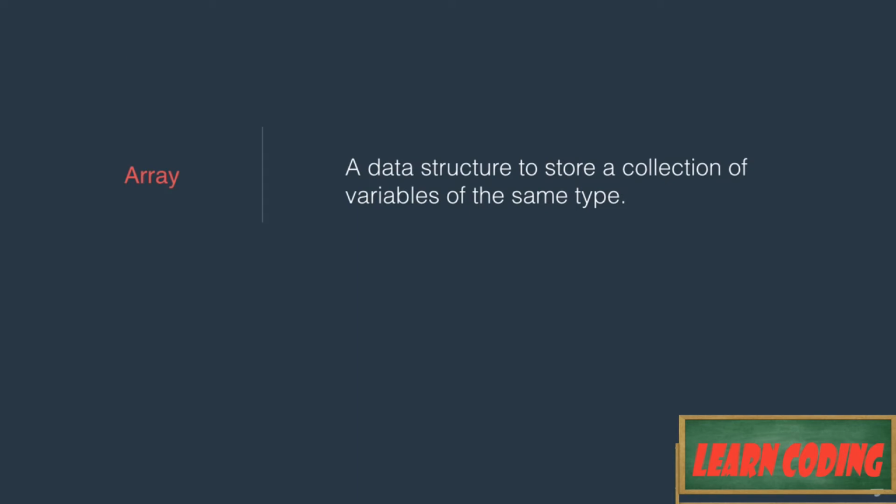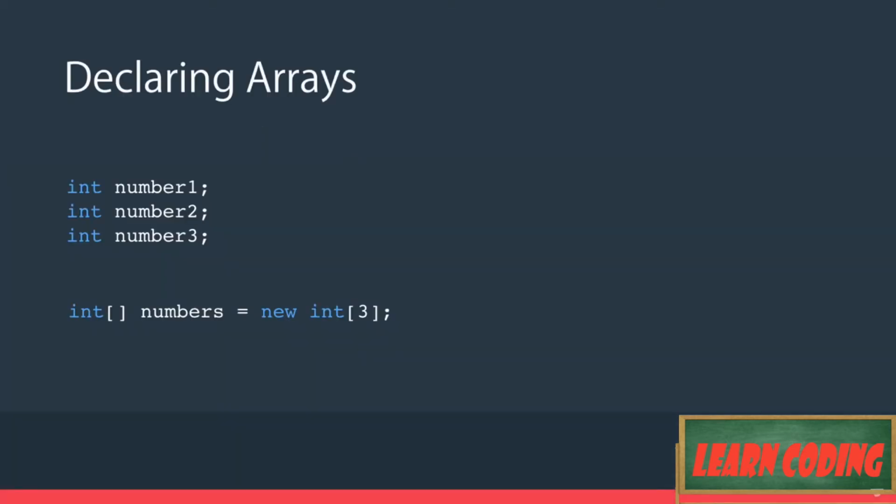An array is a data structure that we use to store a collection of variables of the same type. For example, imagine you would like to work with 3 numbers. So instead of declaring 3 integer variables like number 1, 2, 3, you can declare an array and call it numbers. Note the square brackets here. The first one is used to tell the compiler that we would like to declare an array, and the second one is used to set the size of that array.